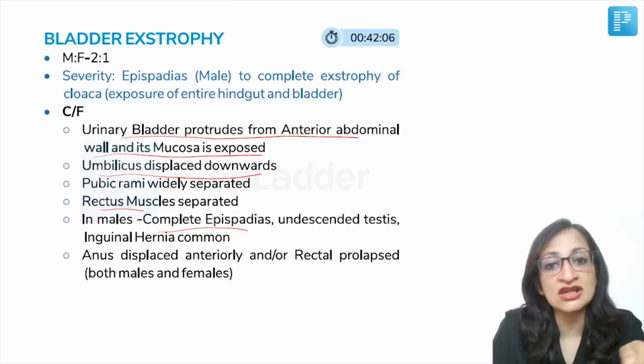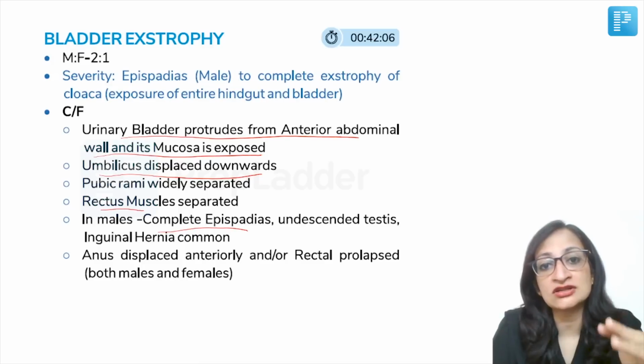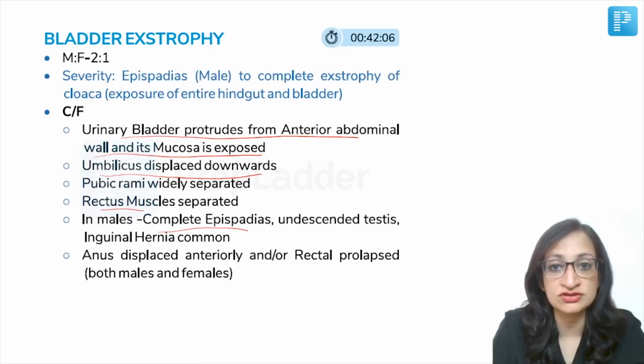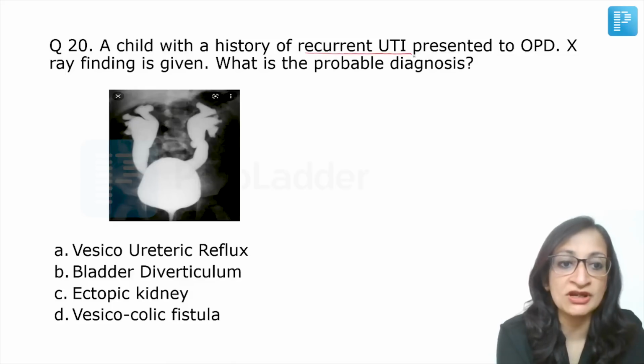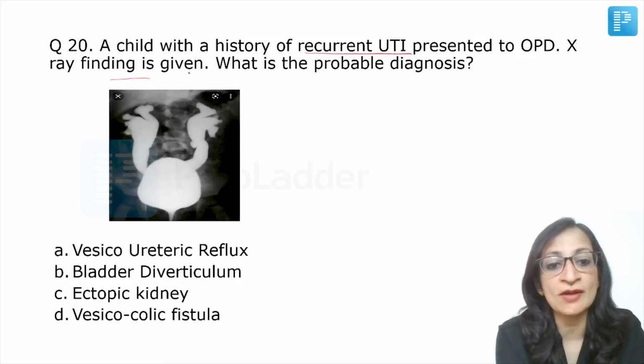So you need to cover this area with a plastic film so that it doesn't get dehydrated and remains moist, and then surgery is the treatment of choice, of course. Next, you have a child with a history of recurrent urinary tract infection who presented to the OPD. X-ray finding is given. What is the probable diagnosis?